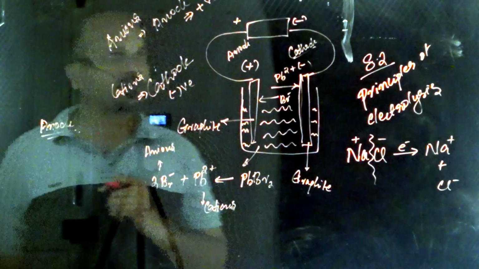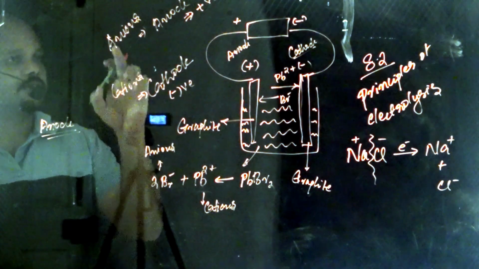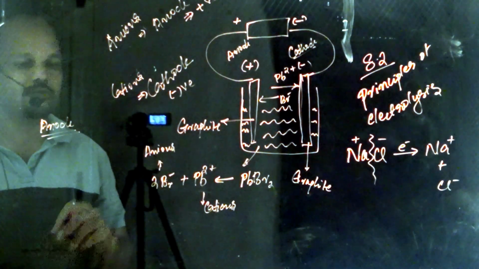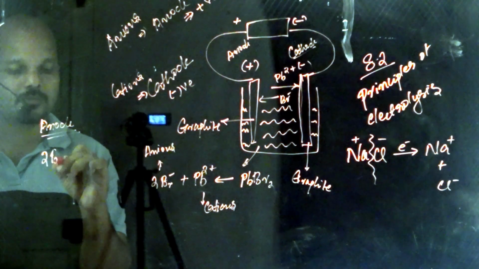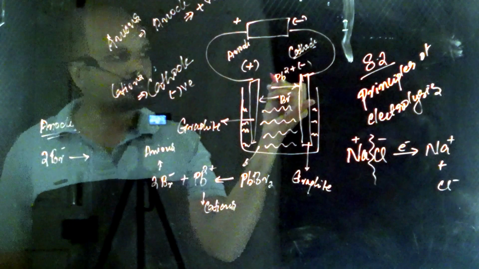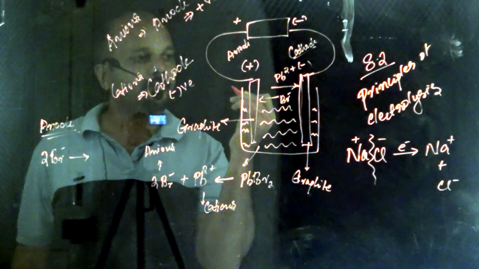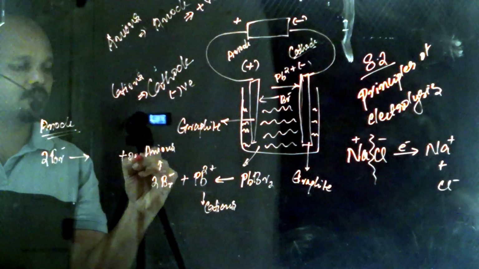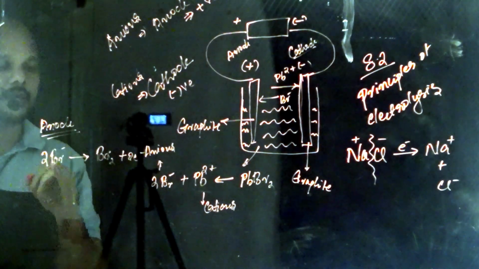This is the anode and this is the cathode. Remember one thing: anions will move to the anode. So this Br minus, actually 2 Br minus, when it is going to the anode, it loses 2 electrons. So it is going to be Br2.